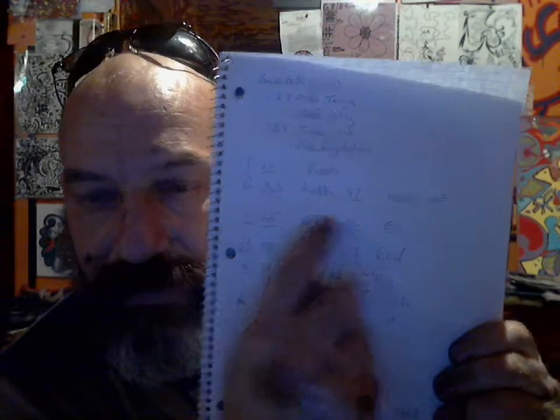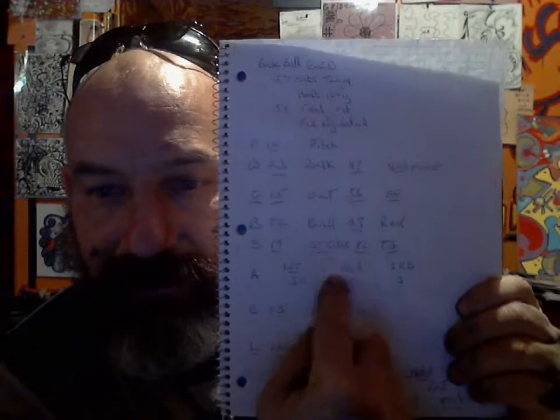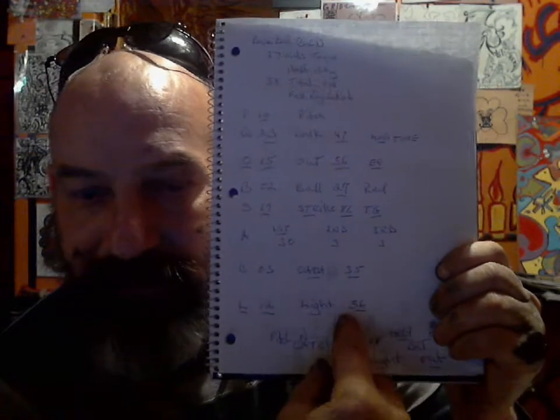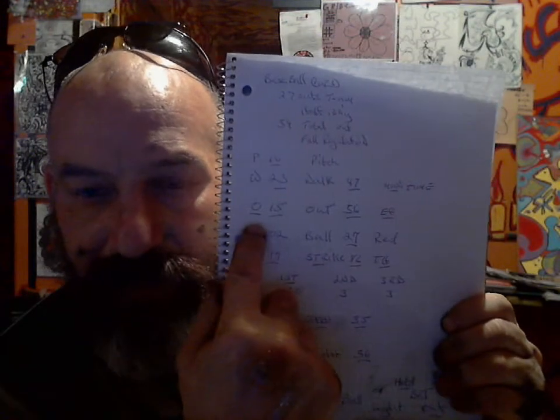Out is 56. Walk is 47. Light is 56. So out go the lights, 56, 56. Go is 22. 3 outs make 66 go. Out go the lights.